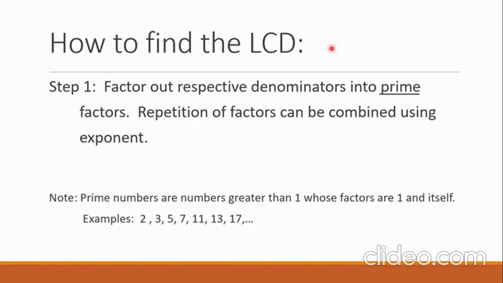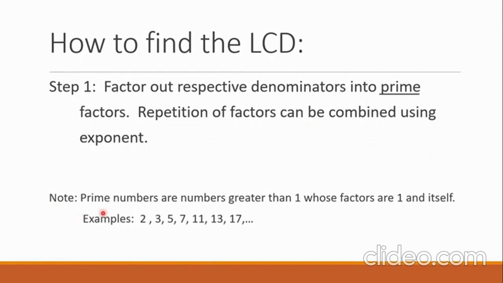We have three steps here. Step one is to factor out the respective denominators into prime factors. In case of repetition, we can combine using exponents.